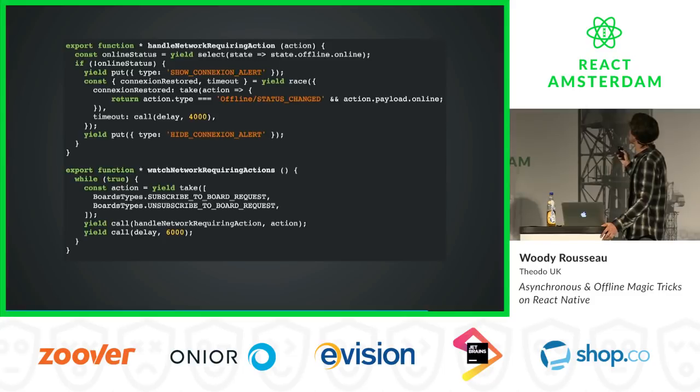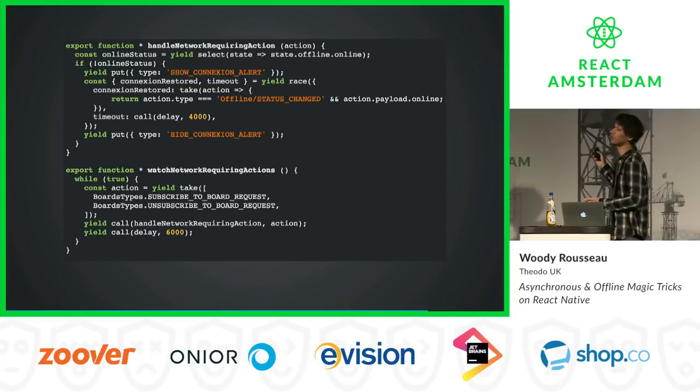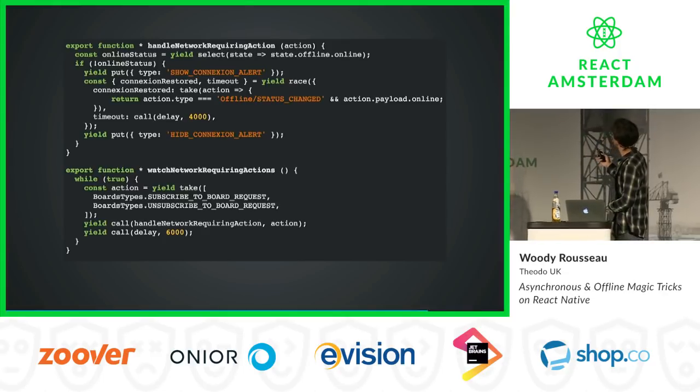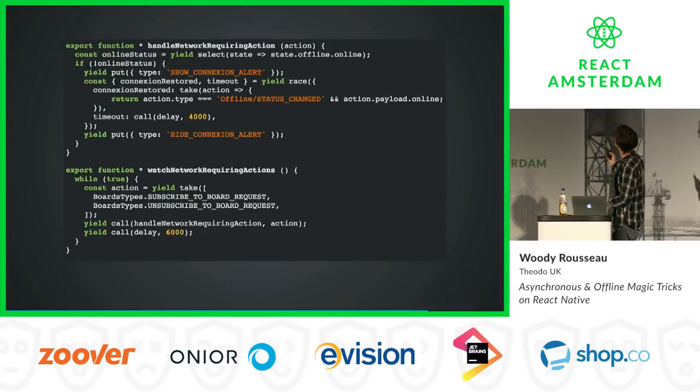Now, what do I want to do when I receive one of these actions? I want to first get in my state the online boolean that Redux Offline gave me for free. It's always in my store. Once I have the online status, if I'm actually offline, I want to just send an action that would be captured in the reducer to update this UI. For instance, let's say that show connection alert is going to change something in my state that allows me to show this toaster. And then I want to do some fancy race condition.